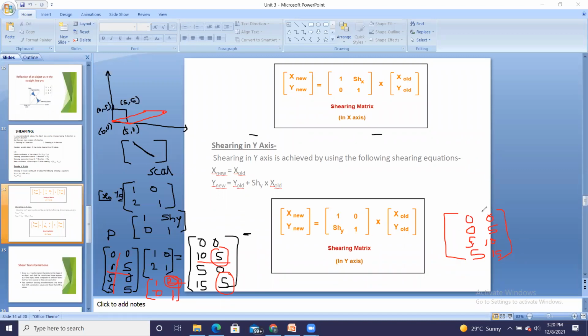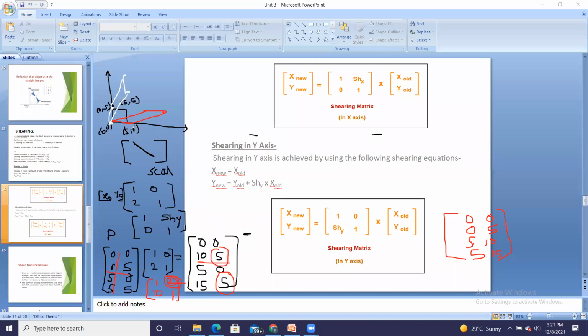Okay, so let us plot this new diagram. 0, 0 is the same point. White will do. Okay, good. So this is 0, 0. Then 0, 5. 0, 5 is here itself. Then 5, 10, here. And next is 5, 15. Okay. So I'm going to get the object like this. So there is deformation along Y. So here is the shearing of this original object.